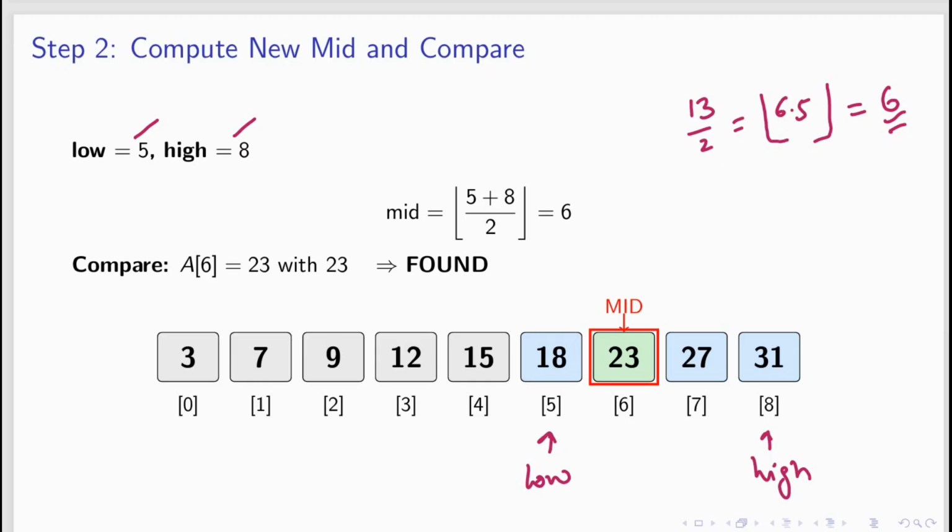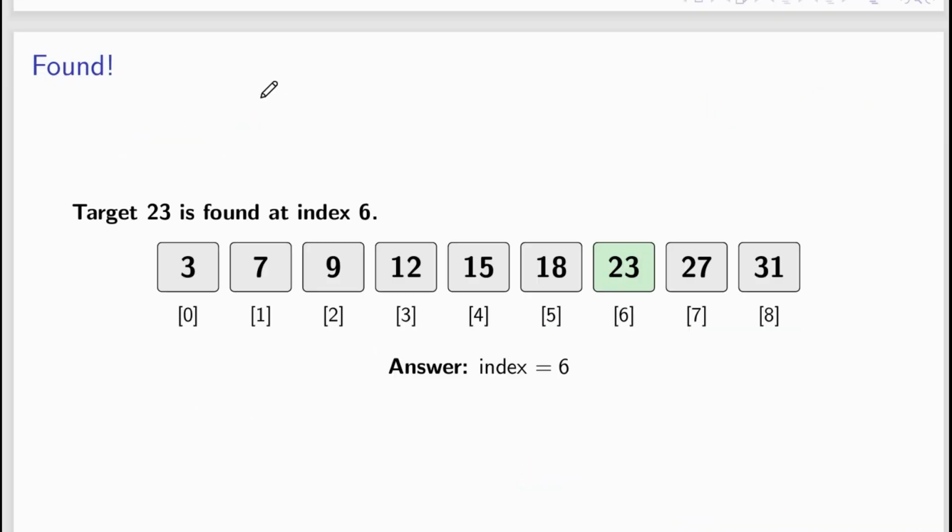This is index number 6, and they compare that the element on index number 6 is 23. They will compare it with the searching key that is also 23. Then we can say that this has been found on index number 6. How many comparisons did they do? They did only 2 comparisons. Now I can say that 23 has been found on index number 6.